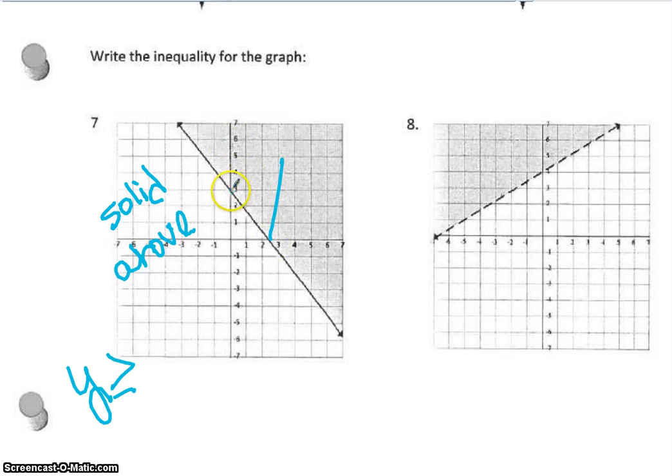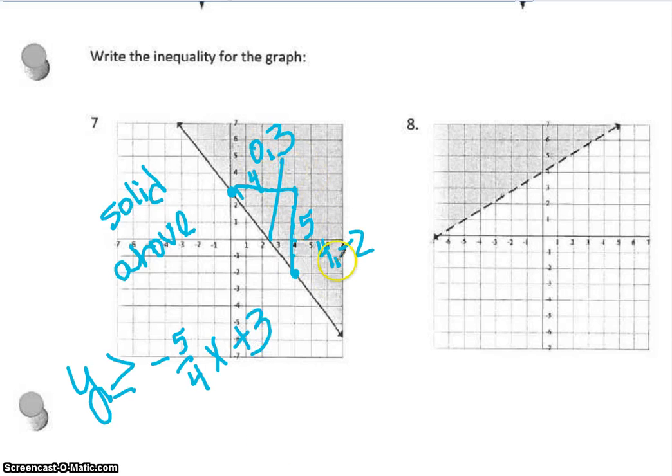You can either take 2 points, for example, 0, 3, and 4, negative 2, and take them to stat, or you can use your slope and your y-intercept. My slope is 1, 2, 3, 4, 5 up, and 1, 2, 3, 4 over. So this would actually be, it's going down to the right, so it's a negative 5 over 4x plus 3. If you put these points into stat and went stat calc 4, you should get the same thing. You'd probably get negative 1.25x plus 3, which is fine.